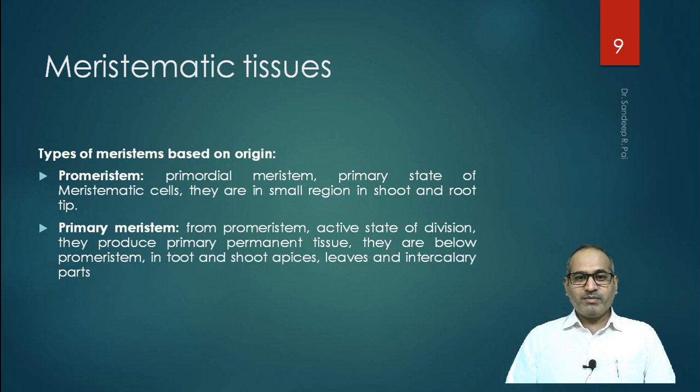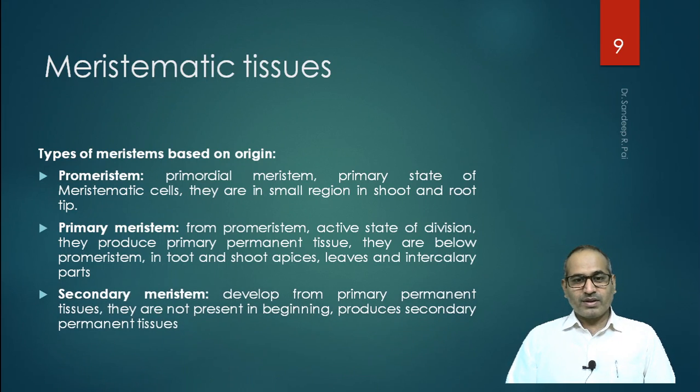Next, primary meristem. They are developed from promeristem. They are in an active state of division. They produce primary permanent tissue. They are below the promeristem because they are produced from promeristem. They are just below the promeristem in shoot and root apices, leaves and intercalary parts.